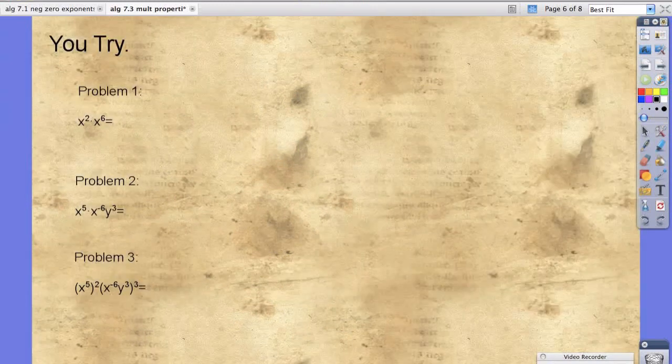Now it's your turn. Try these 3 problems, write them on your notes, and we'll check them tomorrow. That's it for now. I'll see you guys next time.